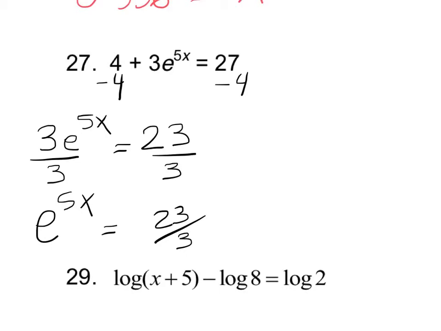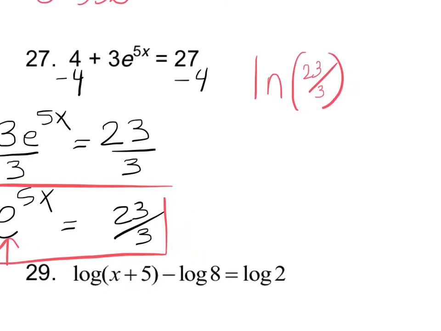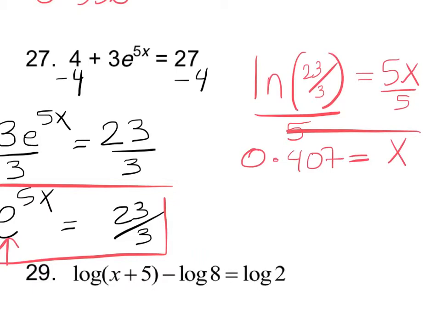Now remember, to solve this, you need to change it to a log. So the log that I'm going to be using is the natural log because I have a base e. So the natural log of the argument, remember you can put this as a decimal, is equal to the exponent, which is 5x. So you can find the natural log of 23 divided by 3, and then at the end you have to divide by 5. Now ln of 23 divided by 3, you get that answer, and then you divide by 5, you can get that x is going to be equal to 0.407.